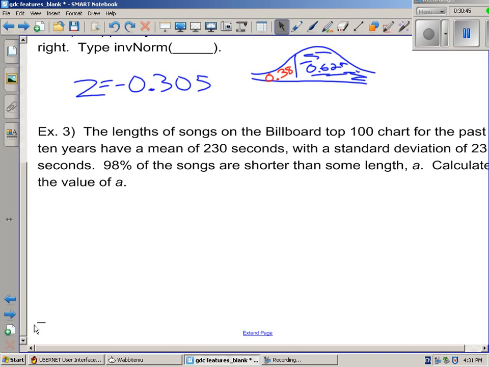Okay, example 3. The lengths of songs on the Billboard Top 100 chart for the past 10 years have a mean of 230 seconds with a standard deviation of 23 seconds. I have done no research on this, so I'm just making this up. 98% of the songs are shorter than some length A. Calculate the value of A. And we should also say that assume lengths are normally distributed.